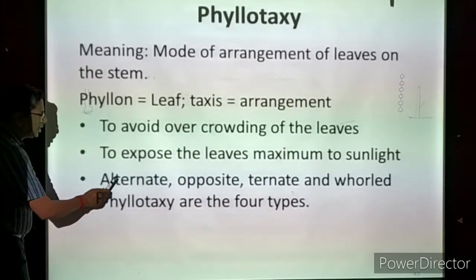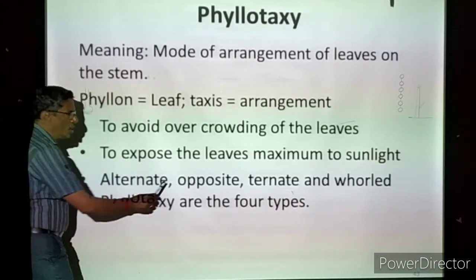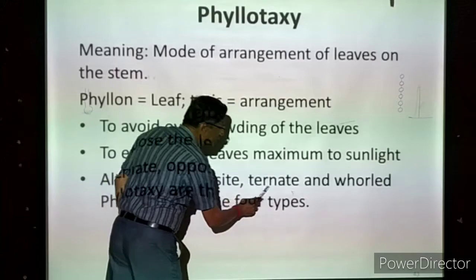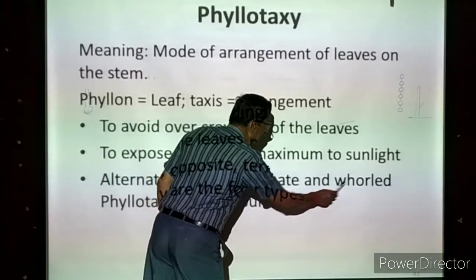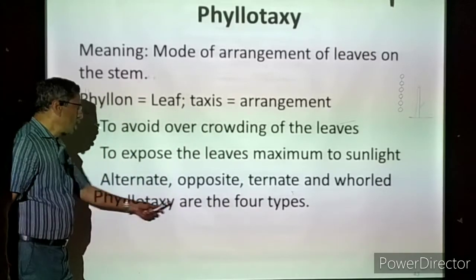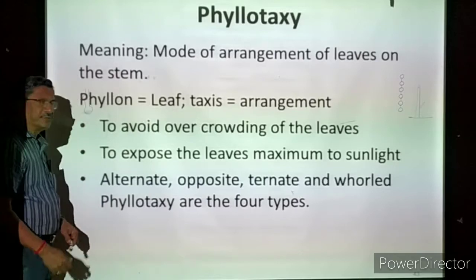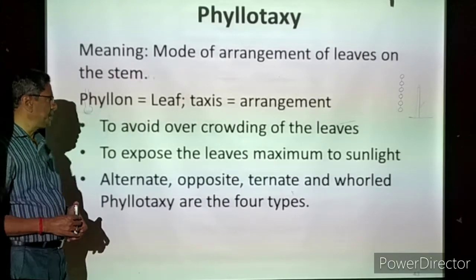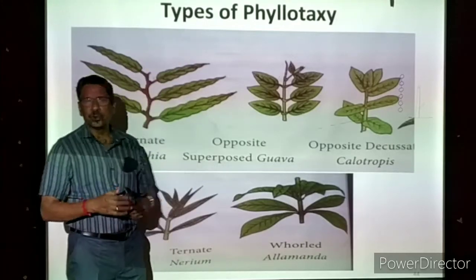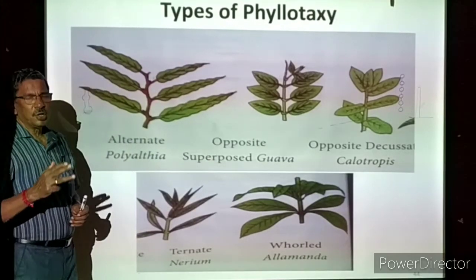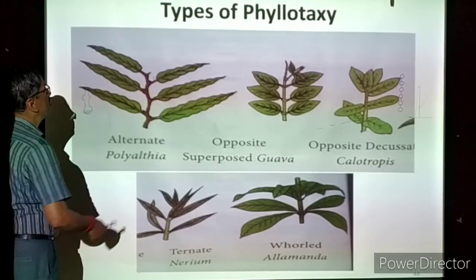The next one, what are the different types of phyllotaxy? Alternate phyllotaxy, opposite phyllotaxy, ternate phyllotaxy and whorled phyllotaxy are the four types. Now we are going to study in detail about the four types of arrangement of leaves, that is phyllotaxy. Just now I told you four types: alternate, opposite, ternate, whorled phyllotaxy. Now all the four we are going to study here.